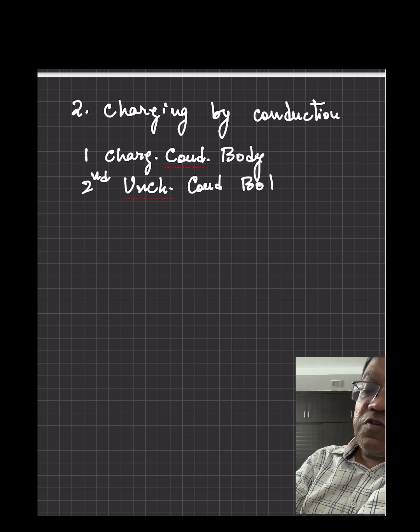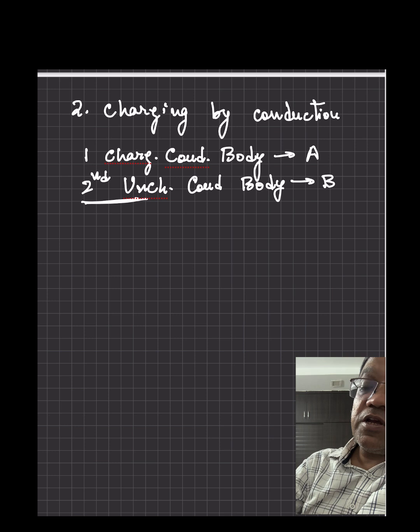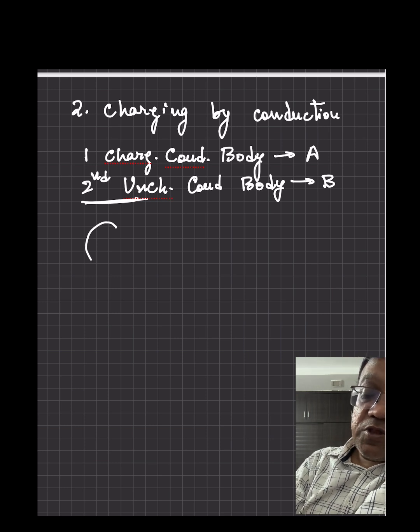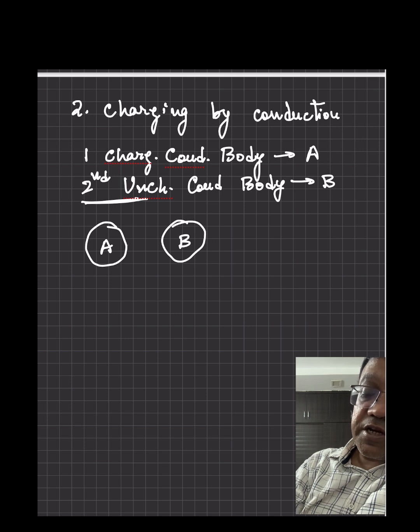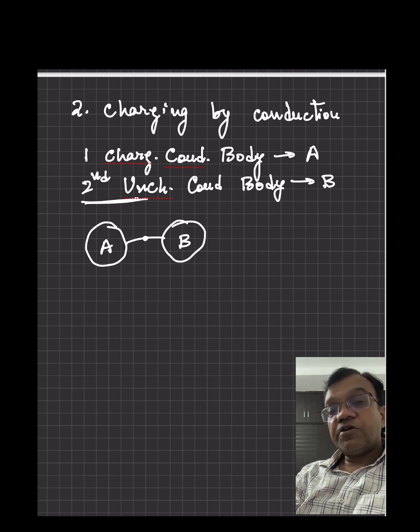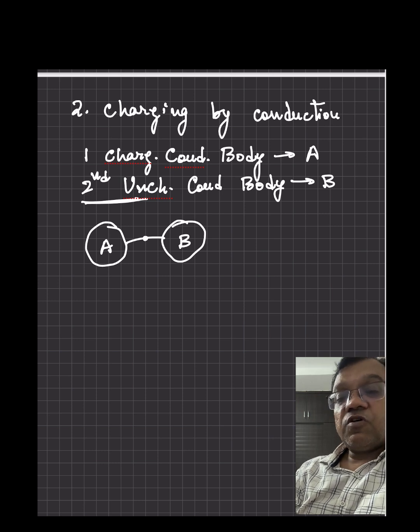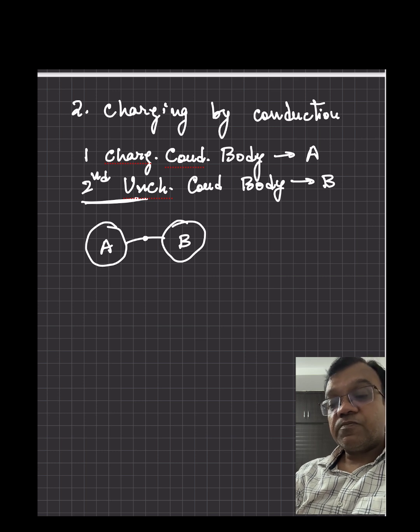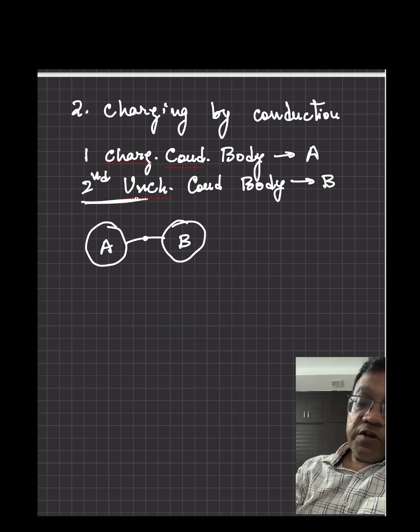Now, whichever one we want to charge, I am calling that B, and this already charged body I am calling A. We will keep these two bodies A and B in electrical contact. Electrical contact means that the transfer of charges, the flow of current, is possible. So when we have connected them electrically, then transfer of charge takes place.